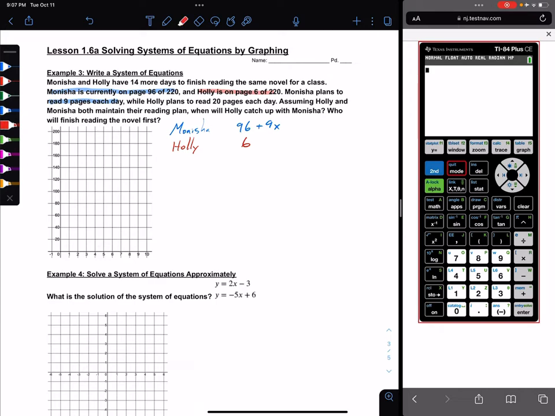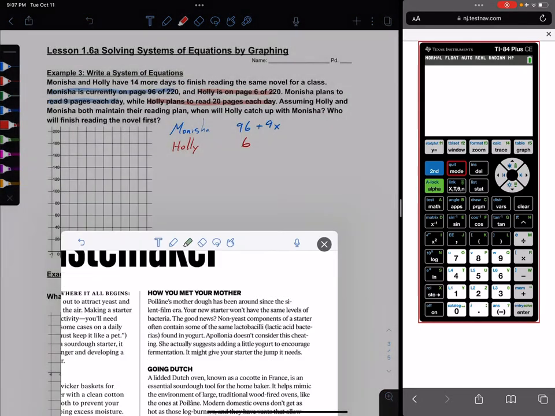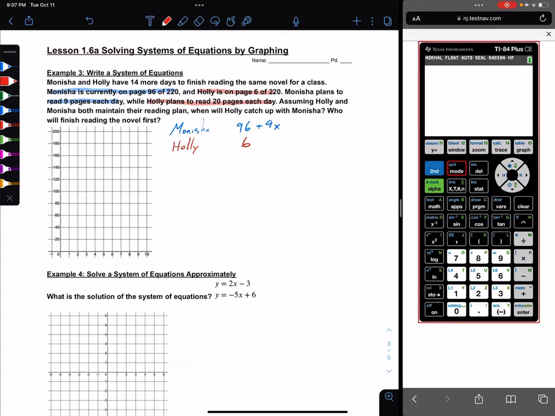And then Holly plans to read 20 pages a day. So 20 pages each day, she'll read 20 times x. That will tell me how many pages she has. Assuming Holly and Monisha both maintain their reading plan, when will Holly catch up with Monisha? Holly's reading at a faster pace, so most likely she will catch up at some point. Who will finish reading the novel first?